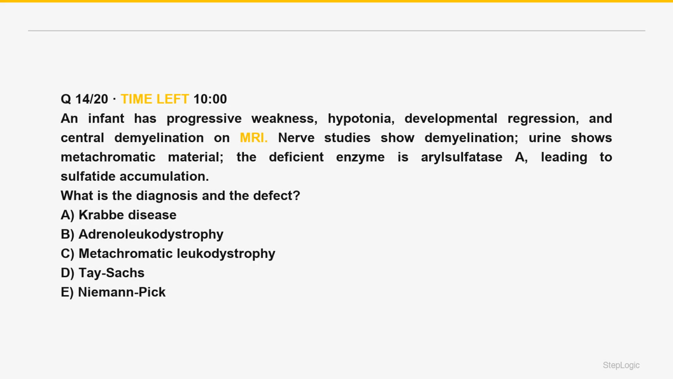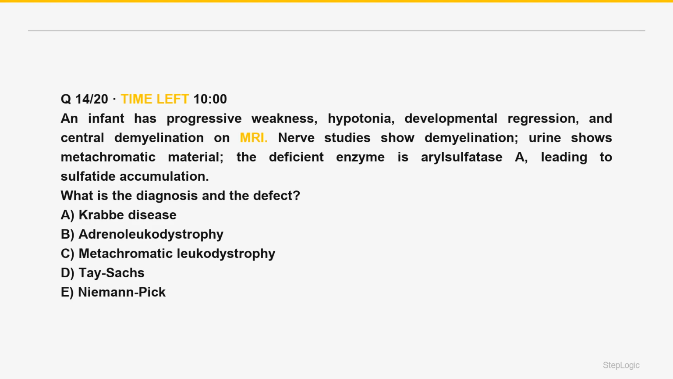What is the diagnosis and the defect? An infant has progressive weakness, hypotonia, developmental regression, and central demyelination on MRI. Nerve studies show demyelination. Urine shows metachromatic material. The deficient enzyme is arylsulfatase A, leading to sulfatide accumulation.